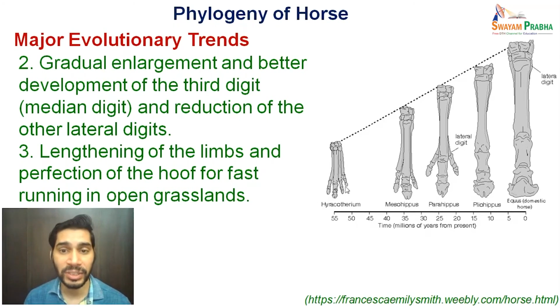Second, if you see these digits, let's say this is the median one. From here to here, it's only the median one which is enlarging and developing better. The lateral ones, the side ones, are becoming obsolete. They are getting shorter and shorter. So the gradual enlargement and better development of the third digit and the lengthening of the limb, along with the perfection of the hoof, is another important evolutionary trend associated with the phylogeny of the horse, and this helps in better running in the open grasslands.